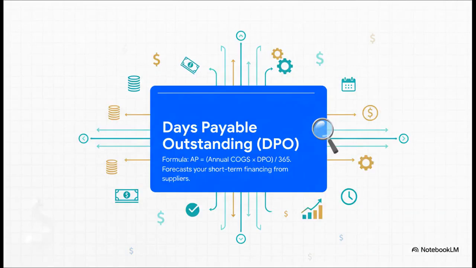And with this formula, we can project our future accounts payable balance. This is a super powerful tool because it quantifies exactly how much financing we're getting from our suppliers. And that's a really critical source of cash for day-to-day operations.